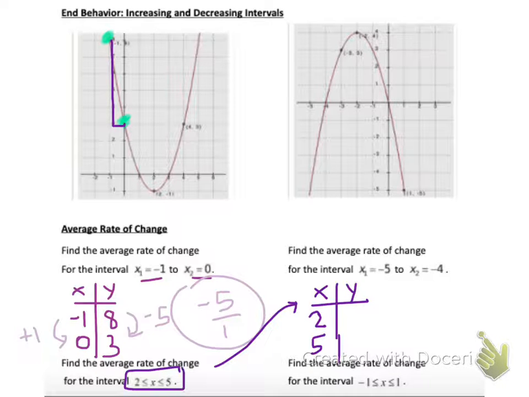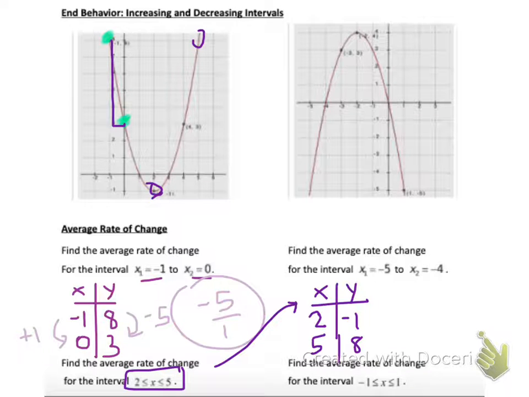It means the same thing. I'm giving you the x values. I want you to find the matching y values. So when x is 2, my matching y value I'm looking for is negative 1. And when x is 5, the matching y value is positive 8.